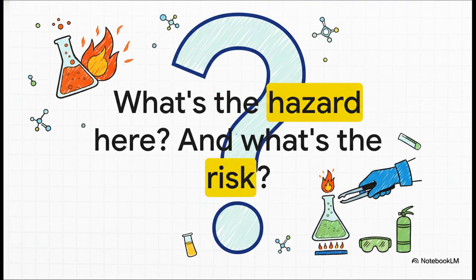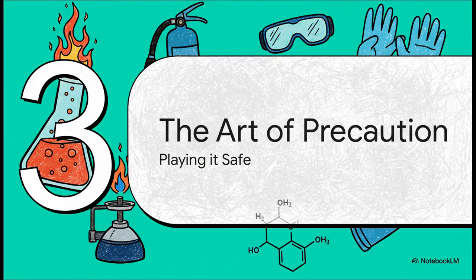Okay, time to apply what we've learned. What's the hazard in this situation? It's the ethanol itself, right? Its inherent property is that it's flammable. And what's the risk? Well, by deciding to stick an open flame right under it, that student has just cranked the risk of a fire all the way up to, extremely high. Now, this is the part where a scientist doesn't just panic. They think. They shift from identifying the problem to actually finding a solution. This, my friends, is the art of taking precautions.